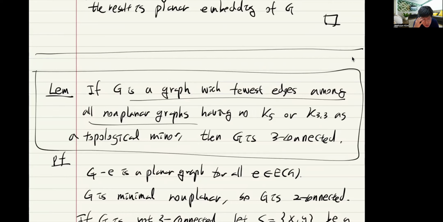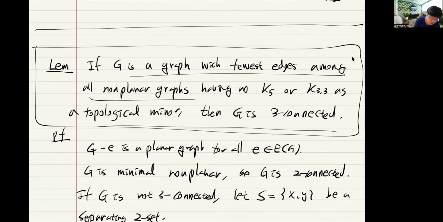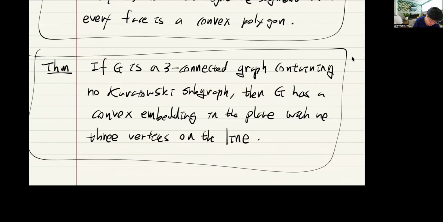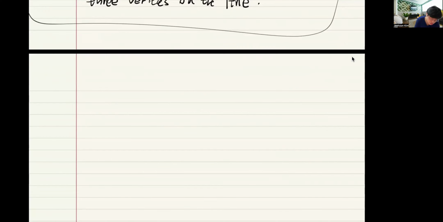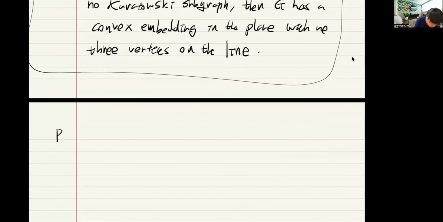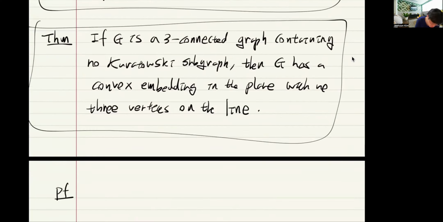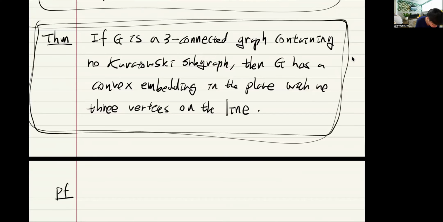Why? Assume there is a counterexample to Kuratowski theorem. Take the minimal one, and the lemma says that this is 3 connected. However, what this theorem says is that this minimal counterexample is 3 connected and contains no Kuratowski subgraph. So it can be embedded. So it is planar. That means it's not a counterexample to Kuratowski theorem. So there are no counterexamples. So now all we need to do is prove this theorem.